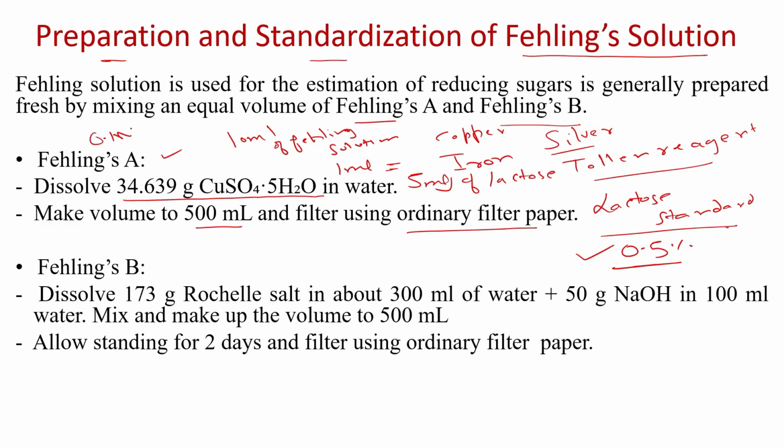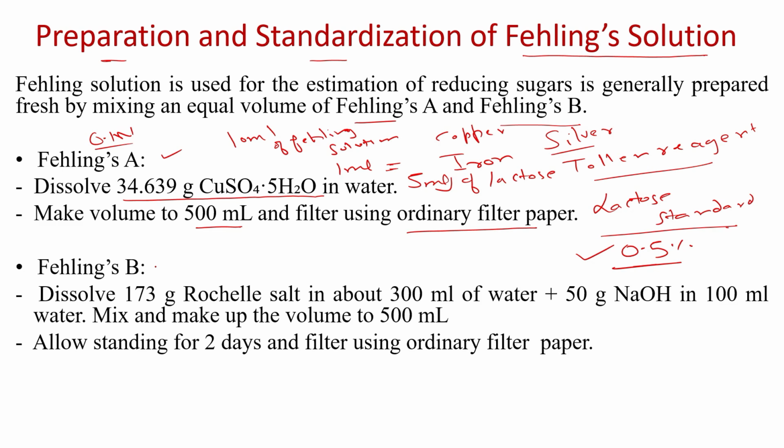So this is decided, that this much gram of copper sulfate pentahydrate is to be taken and the volume made up to 500 ml, and this will provide sufficient copper ions for the reaction to take place. And if you use less, obviously all the reducing sugar won't be covered, and if you use more, then even after reacting with reducing sugar, the color won't change.